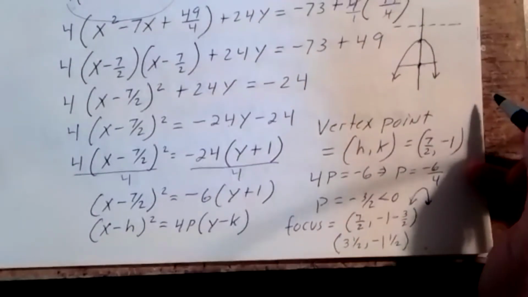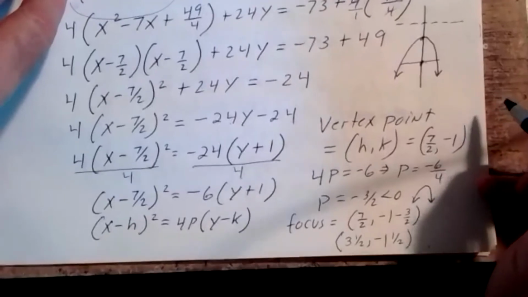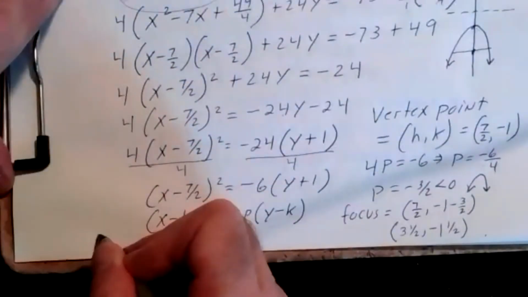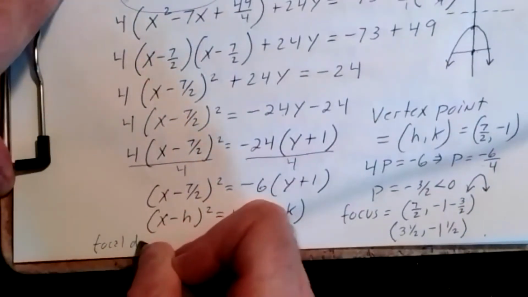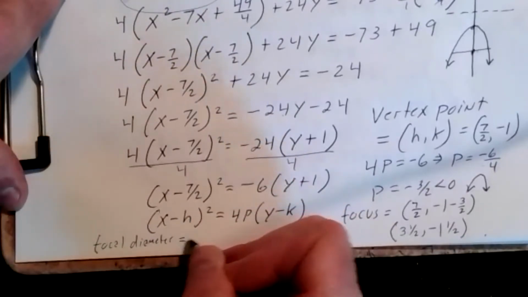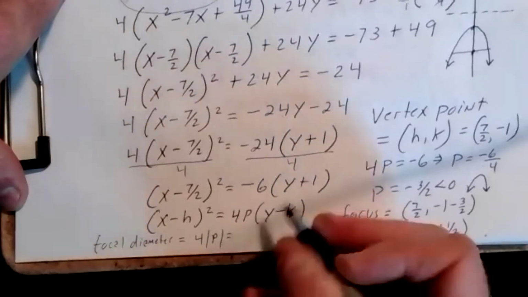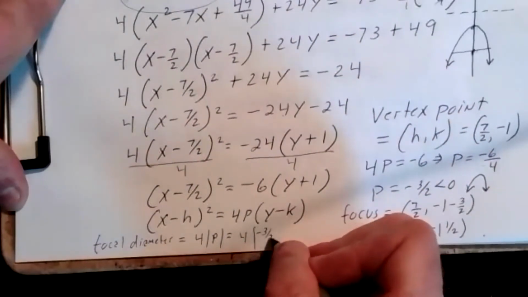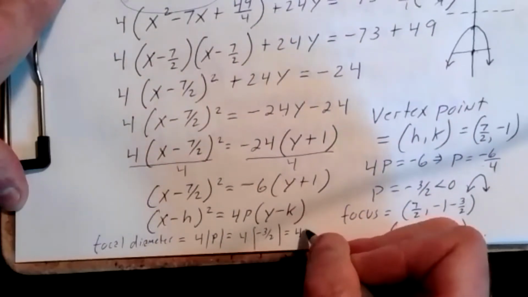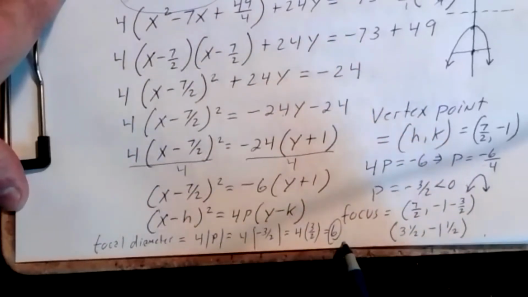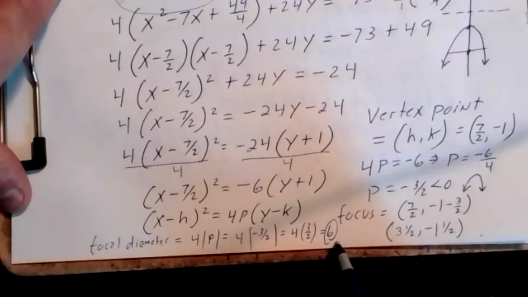All right, and what would be the focal diameter? What would be the focal diameter? Well, the focal diameter is always going to have a length of 4 times the absolute value of p. So that's to say it'd be 4 times the absolute value of -3/2. So the focal diameter will be 4 times 3/2, which is to say 6. So the length of the latus rectum would be 6 units in length. That'd be the focal diameter, 6.